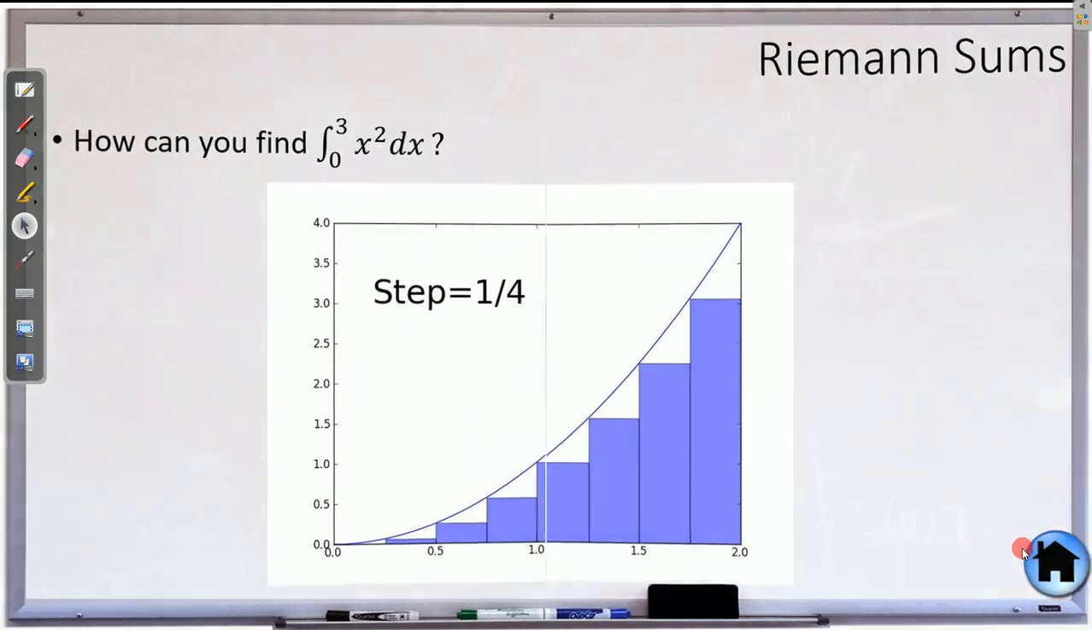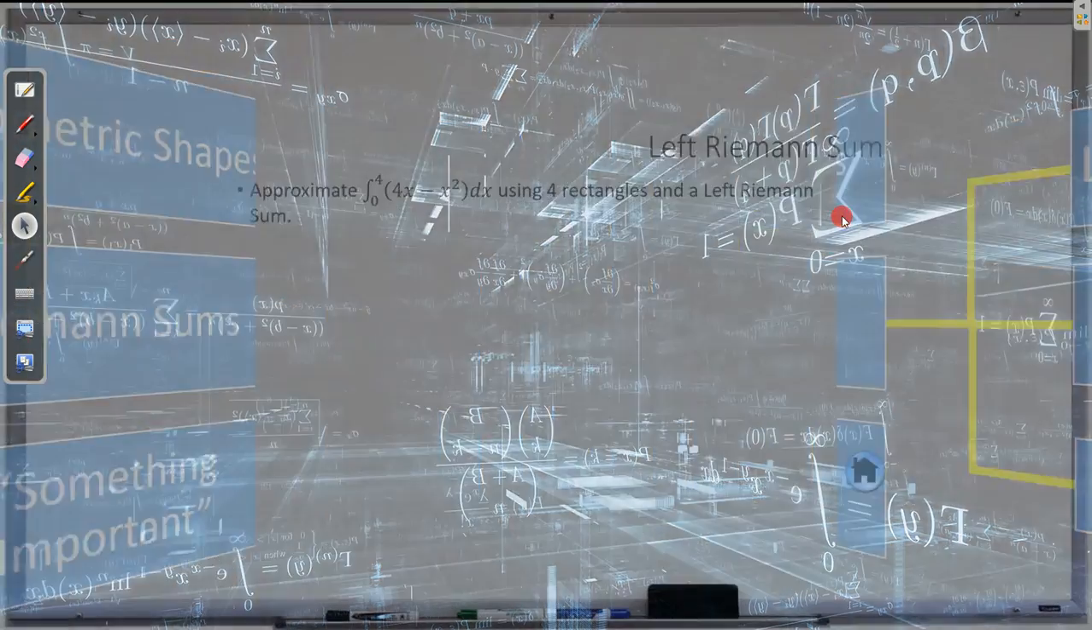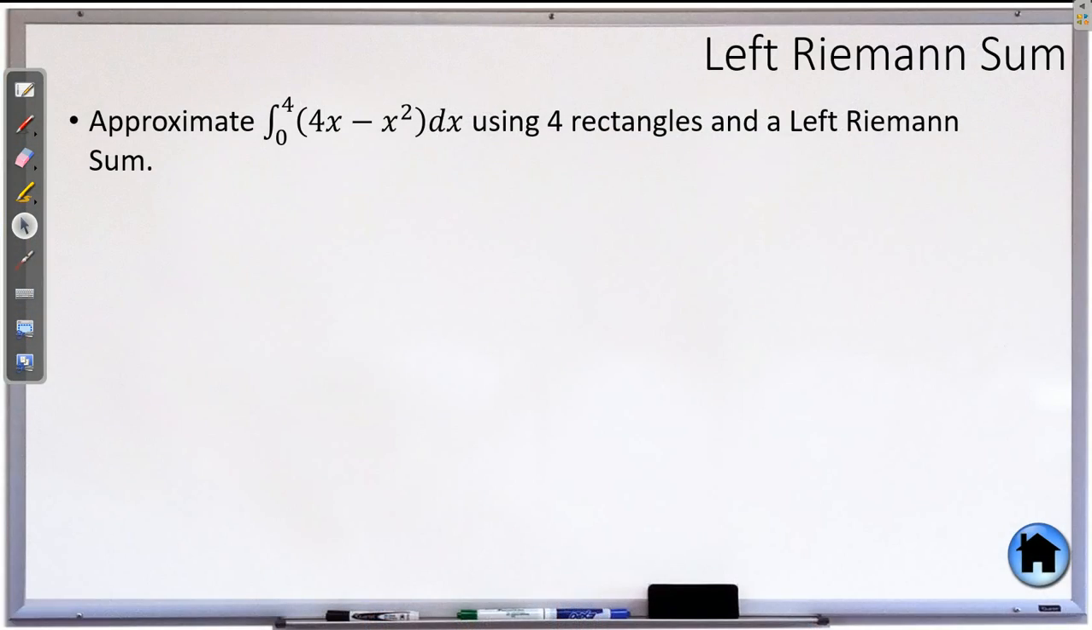rectangles. So there are three types of rectangles that you can put underneath a curve: a left Riemann sum, a right Riemann sum, or a midpoint sum. And let's take a look at that. All this has to do with how the rectangles are oriented underneath your curve. So let's draw this equation here.